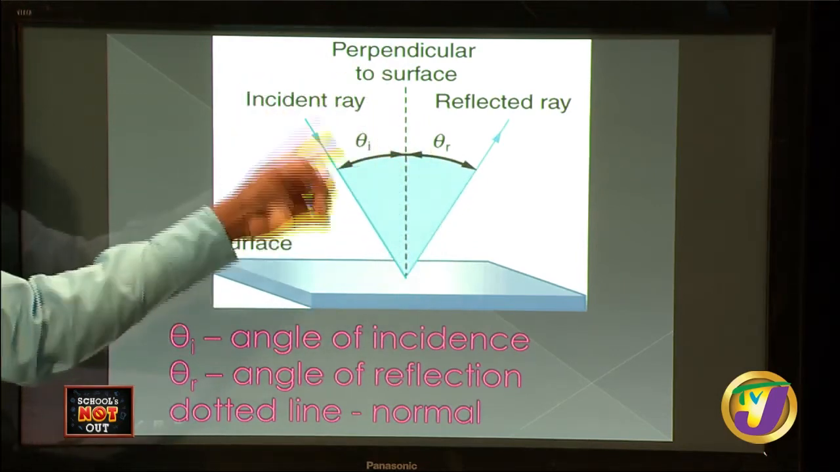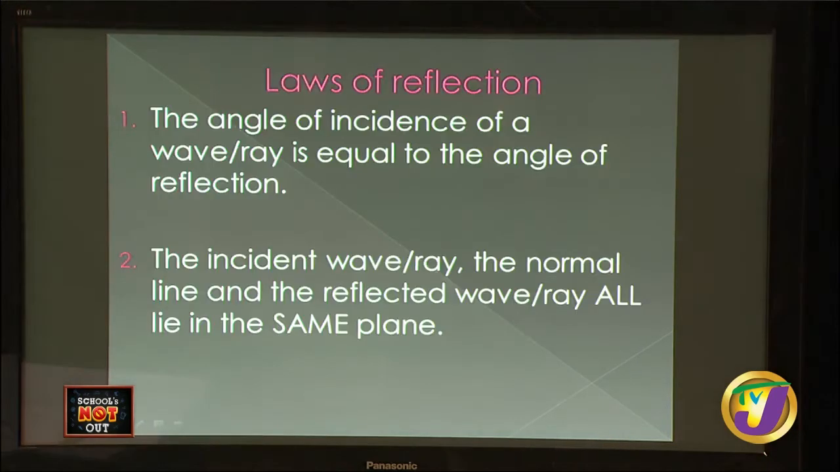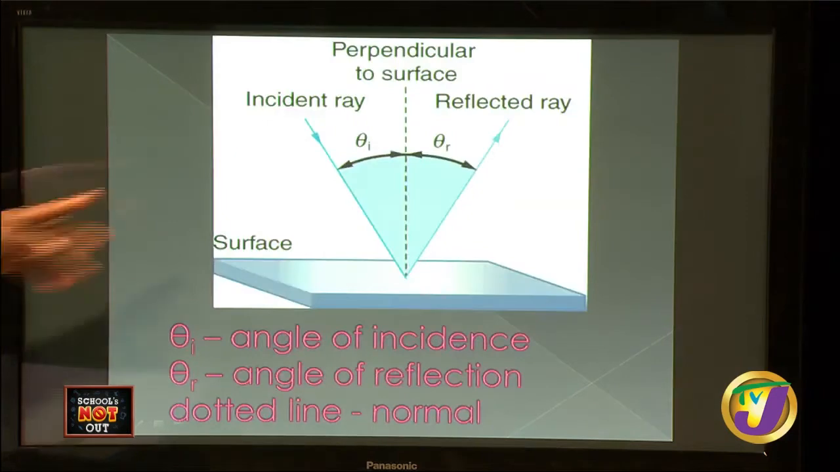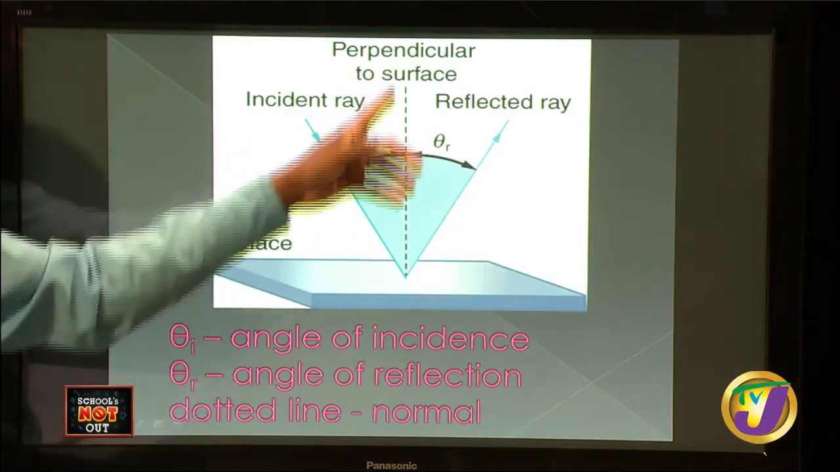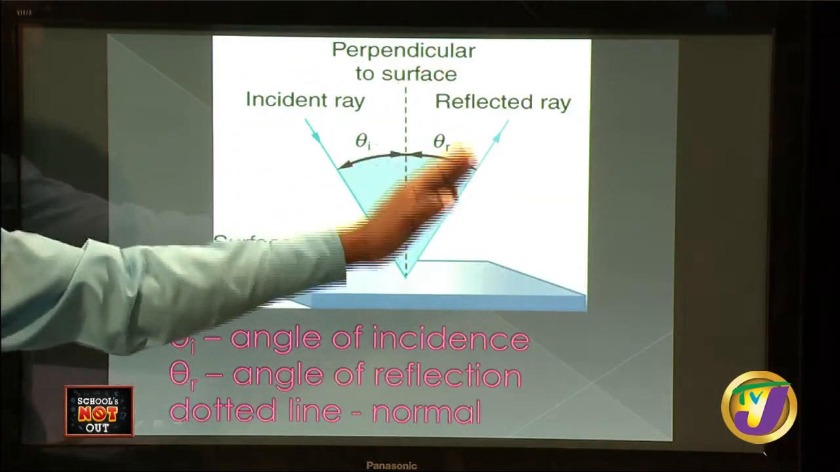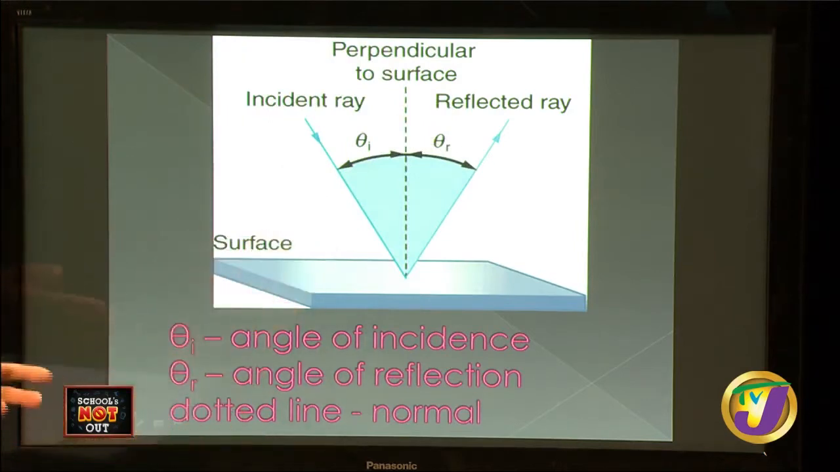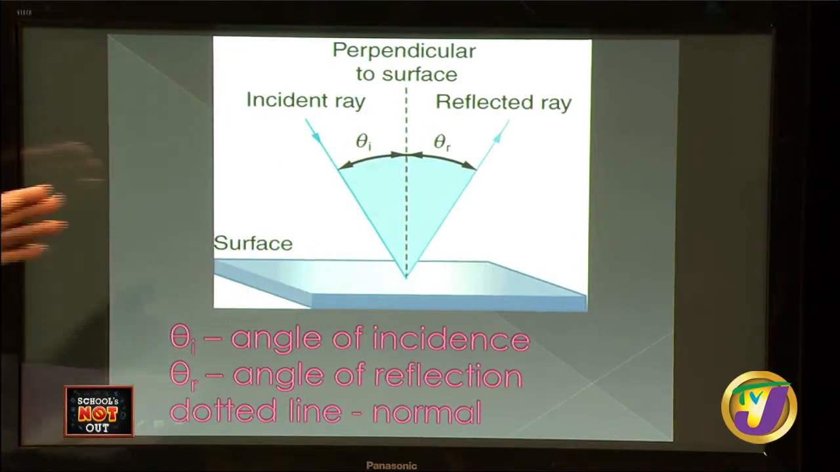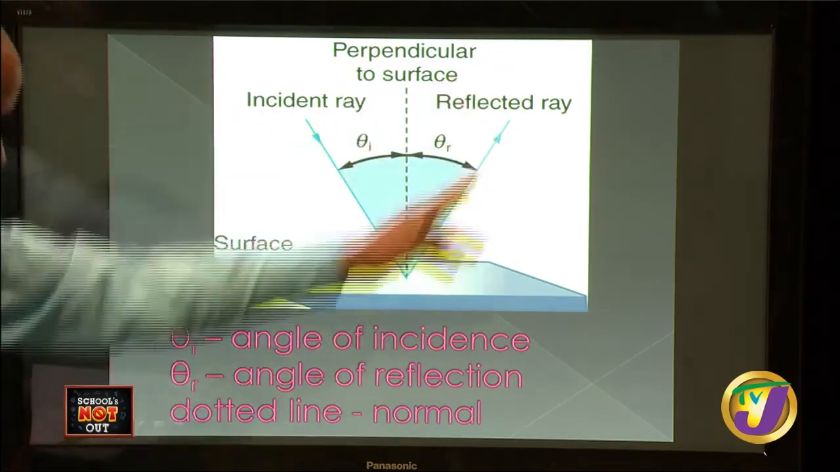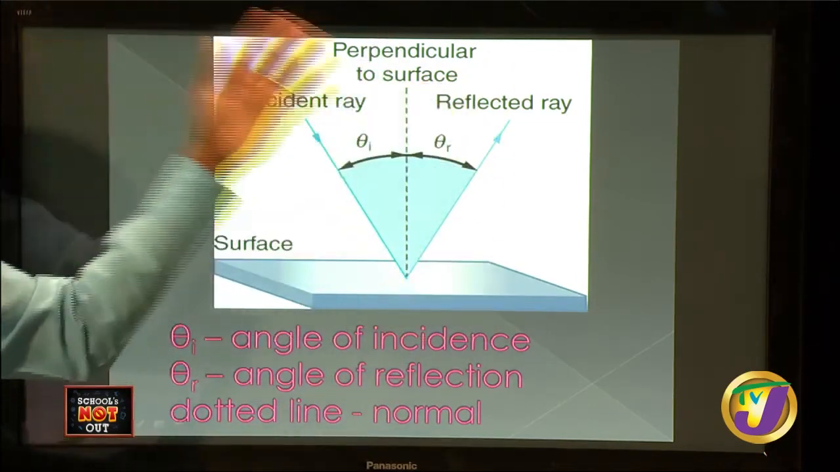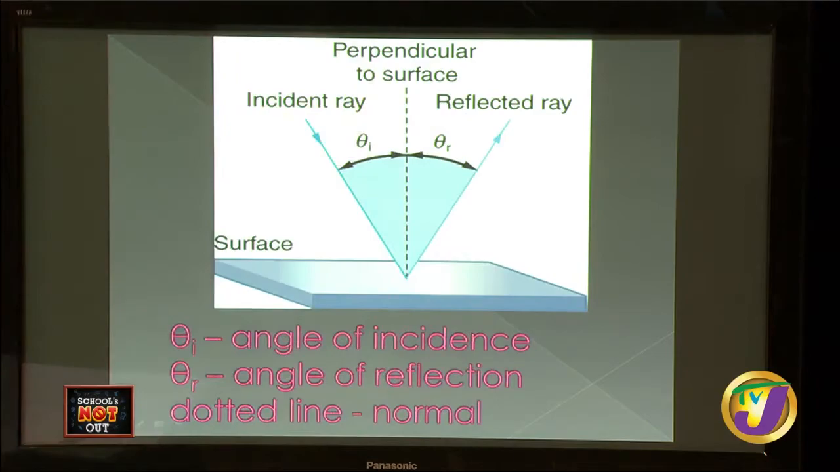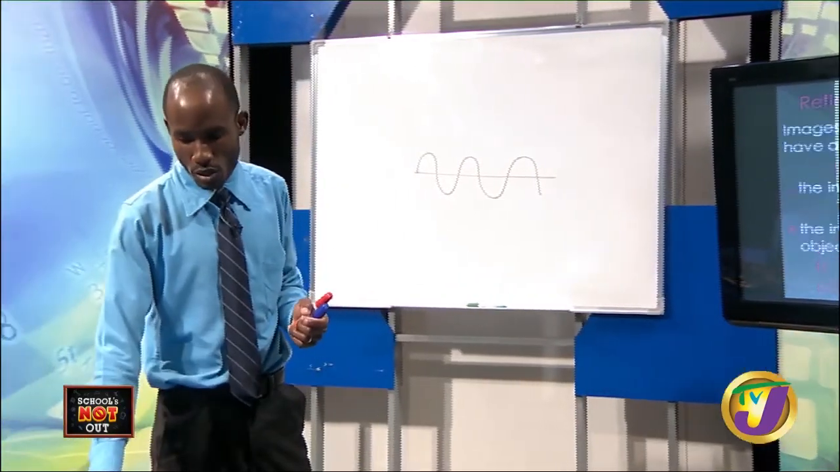ray. So the first law that we mentioned before, being equal, means that whatever this angle is from the normal, the reflected ray will have the exact same angle. Alright, so that's what the first law states. And the second law, as I mentioned, all of this line, that line, this line, they all lie on the same plane. Alright, so that's the essence of reflection right there.